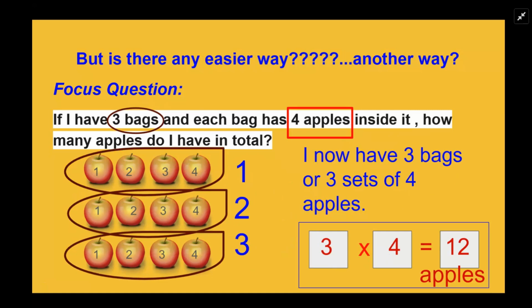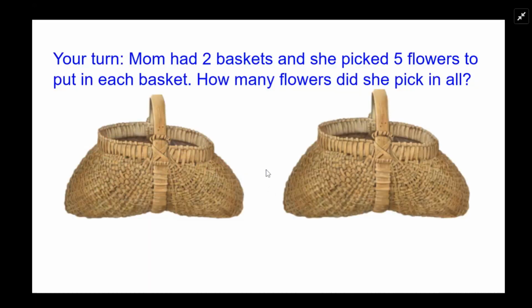I can either count them up, or better yet, if I know my multiplication facts and have them memorized, I can just say in my head, oh yeah, 3 times 4 is 12. Then I add my label, apples, and I'm done. If I come up with the same answer both times, which I always should, I know I've got the right answer. If for some reason I come up with a different answer, I need to go back and look at my math.